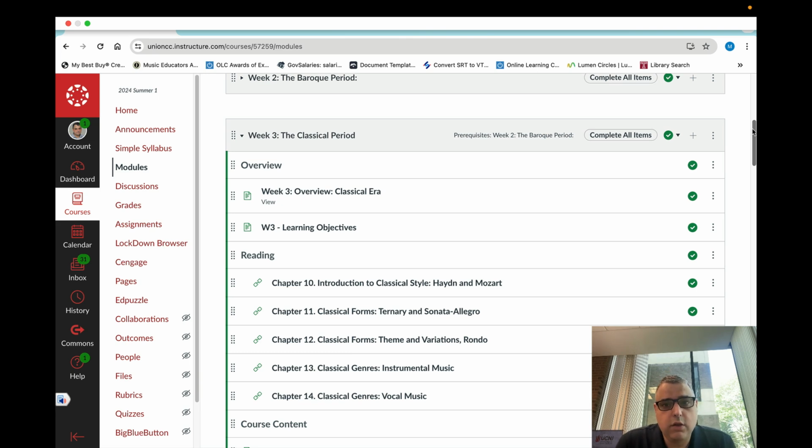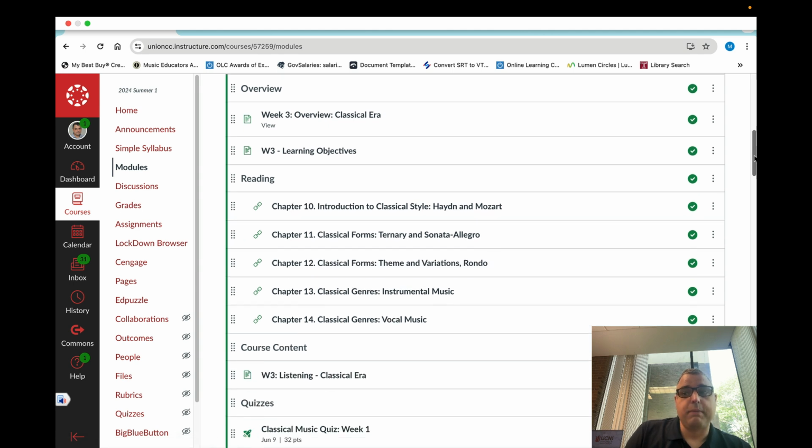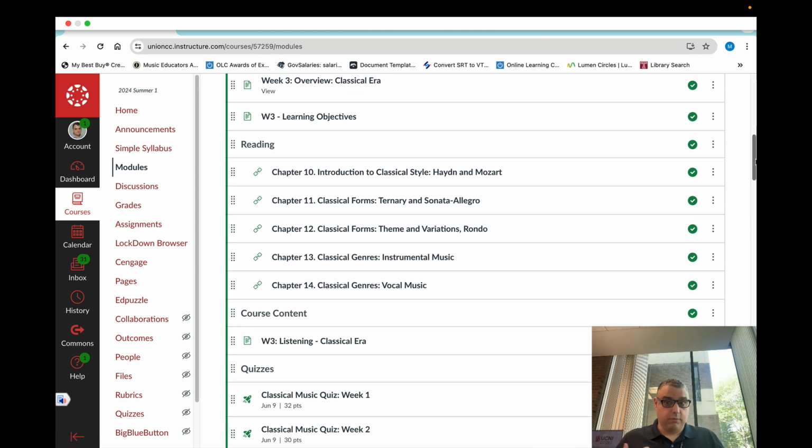So this week we're going to be looking at the classical period, okay? And the classical period is going to be the period where we look at the music of Haydn, Mozart, and Beethoven. They're going to be the quintessential composers of classical music. So obviously, we have the overview. We want to read chapters 10 through 14. Okay, and basically we're going to talk about the three composers, Haydn, Mozart, and Beethoven.